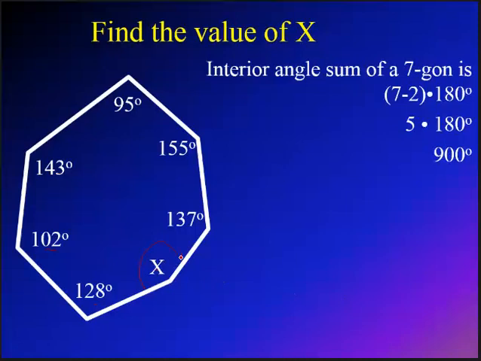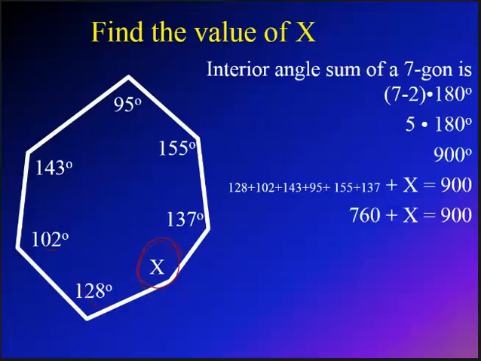Now, how am I going to find this missing angle if I know all of these add up to 900? Well, I'm just going to add them all up and set them equal to 900. Okay, so each one of these is an angle in that polygon. Add up the ones I know, I get 760, then subtract. My missing angle is 140.